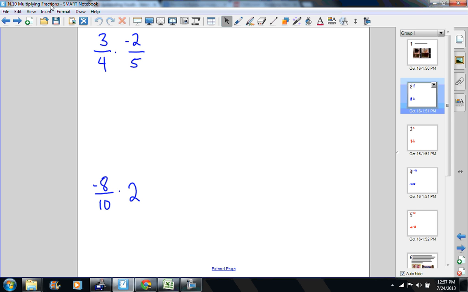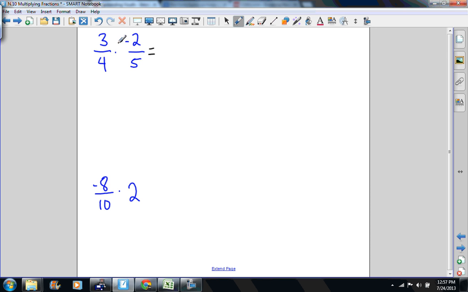So in these problems, when we're multiplying fractions, we're simply going to multiply across the numerators and across the denominators. So in this one, we get 3 times negative 2 is negative 6, and 4 times 5 is just 20. And now we simplify it just like we did before. We'll divide the top and the bottom by 2, and get negative 3 over 10. And we're done. That's it.